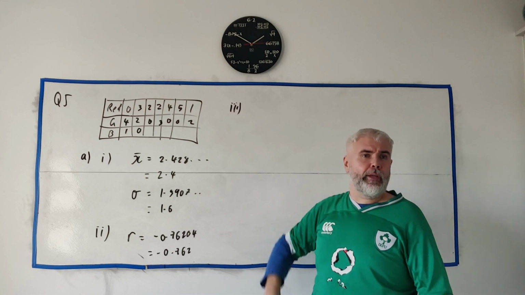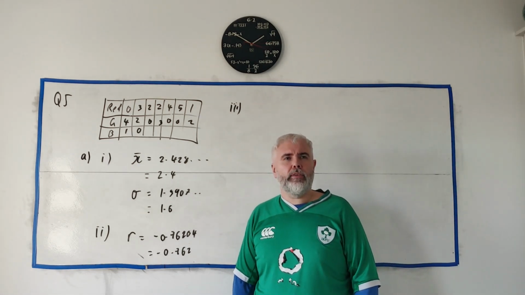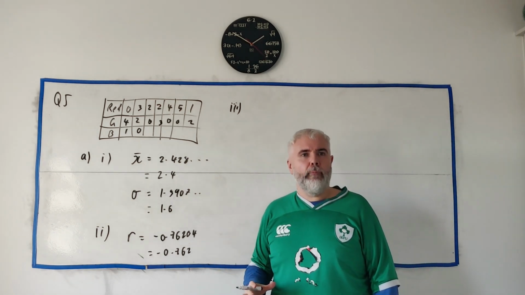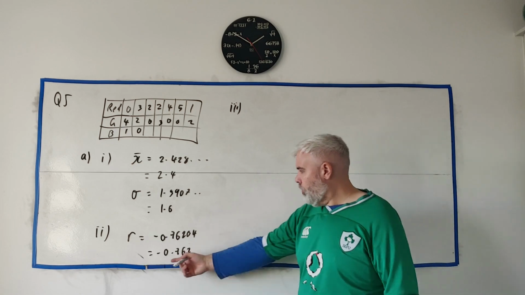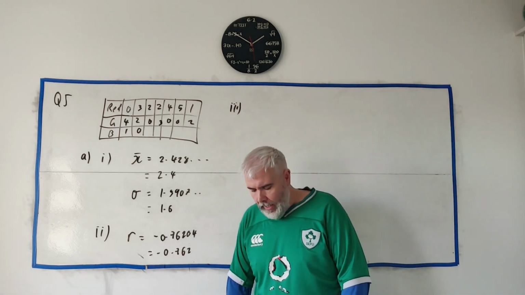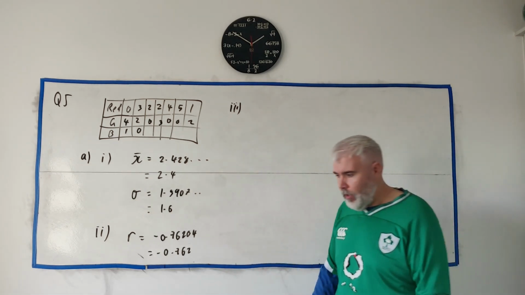This question stumped me at first. I was a bit confused by what they wanted. But they said if you repeated this experiment lots of times, explain why you would expect to get a negative correlation each time. So here's how I finally figured it out or thought about it.